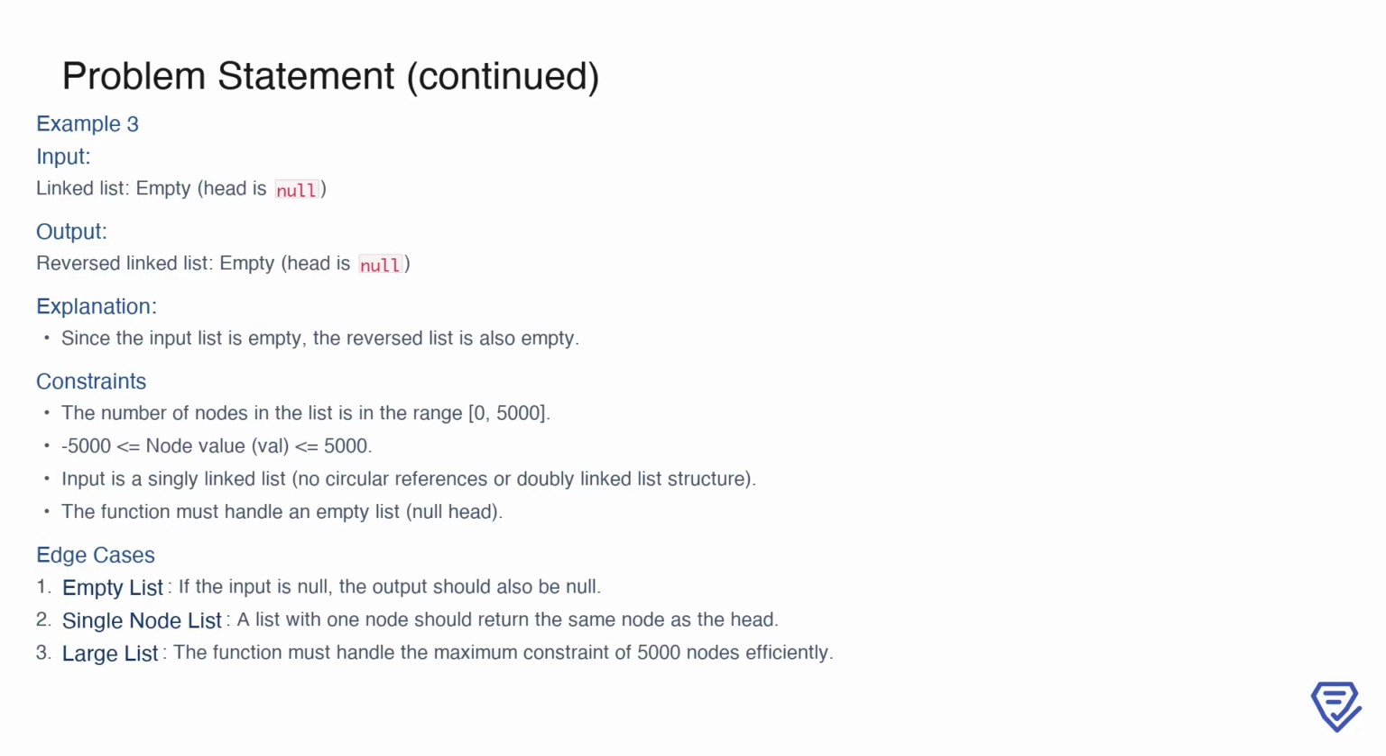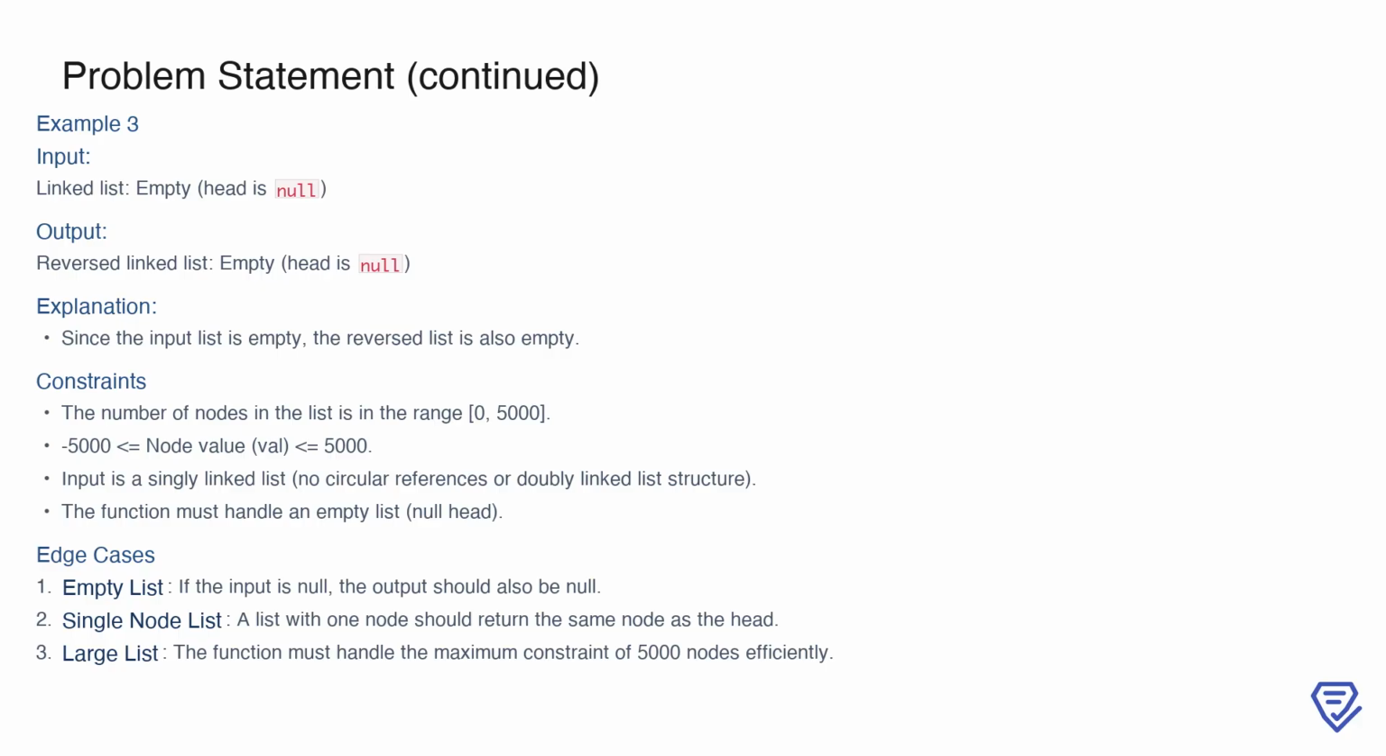Now, let's address the scenario where the input linked list is empty, meaning the head is null. Since there are no nodes in the list, reversing it still results in an empty list, with the head remaining null. This brings us to some important constraints and edge cases.